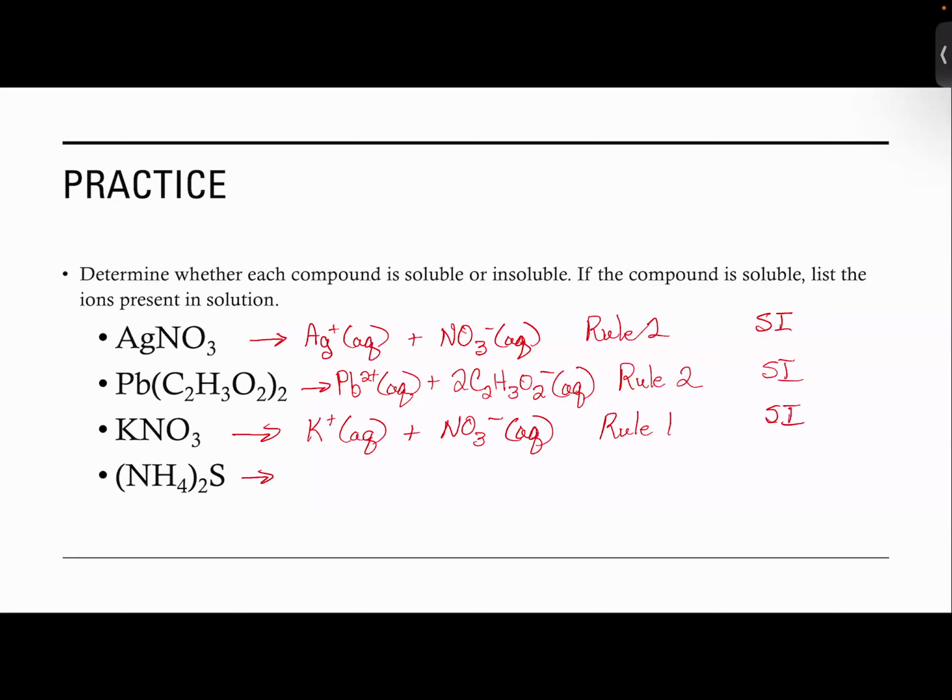Ammonium sulfide dissociates to form 2 ammonium ions plus sulfide ion because of rule 1. And so it's a soluble ionic compound. All of these would be strong electrolytes, meaning they would conduct electricity well.